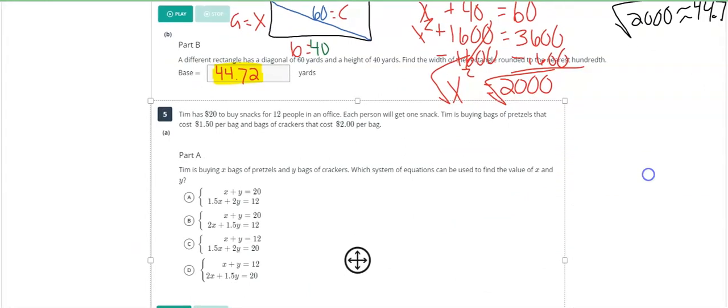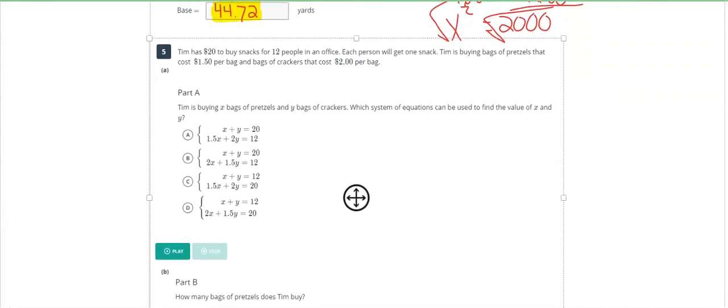Okay. For our next question, it's another two-parter. Tim has $20 to buy snacks for 12 people in the office. Each person will get one snack, and Tim is buying bags of pretzels that cost $1.50 per bag, and bags of crackers that cost $2 per bag. So part A is asking, Tim is buying X bags of pretzels and Y bags of crackers. Which system of equations can be used to find the value of X and Y?